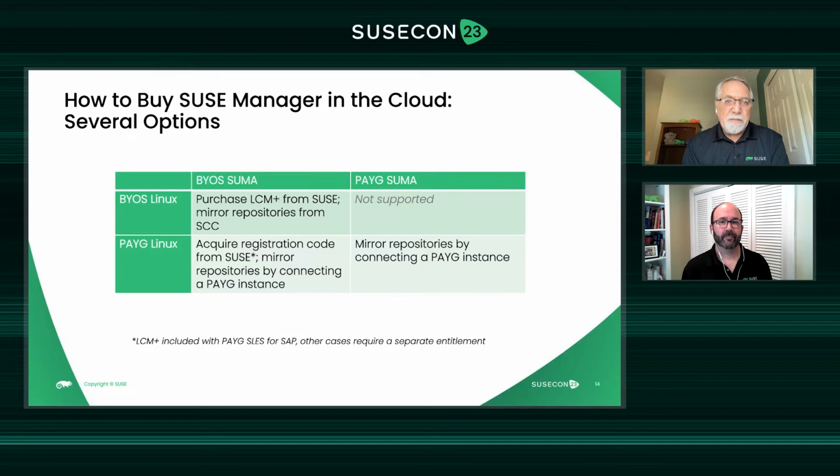And then mirror repositories actually connecting to a pay-as-you-go instance. One of the resources that we have at the end of this deck is a blog with a video explaining that and links and all that stuff. With pay-as-you-go SUMA, you're mirroring repositories by connecting through that pay-as-you-go instance to the cloud infrastructure. So it's all pulling it from that same hyperscaler's infrastructure.